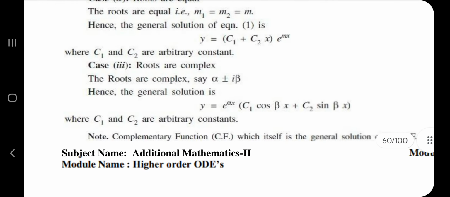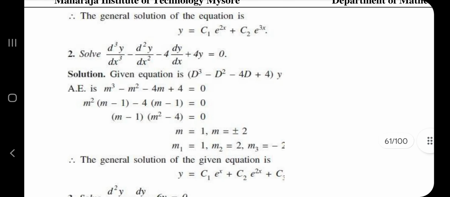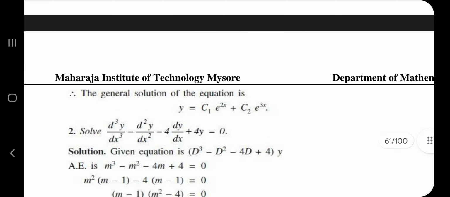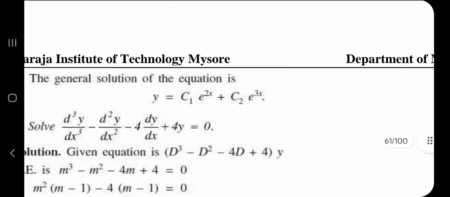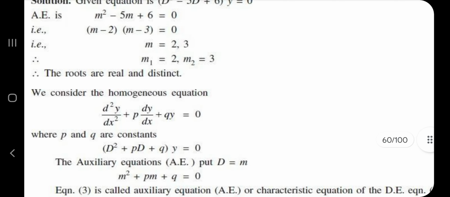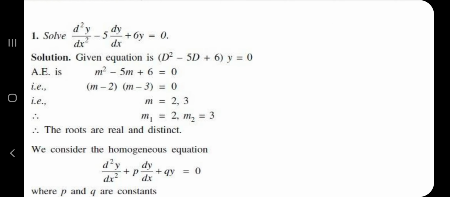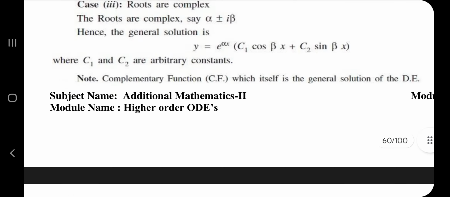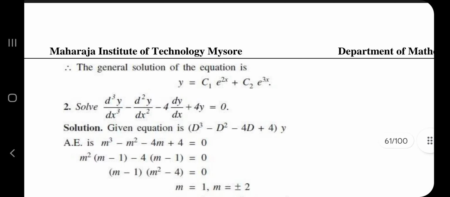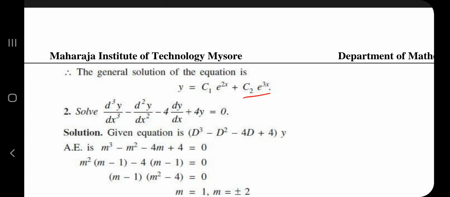This you will understand more when you solve the questions. The questions I already explained how you have to solve, and after that you will write the general solution. So in our question, what m values did we get? 2 and 3, right? This is real and distinct, so we fall in case 1. In case 1 we write c1 e power 2x and c2 e power 3x, with an addition sign in between. That's your final answer.